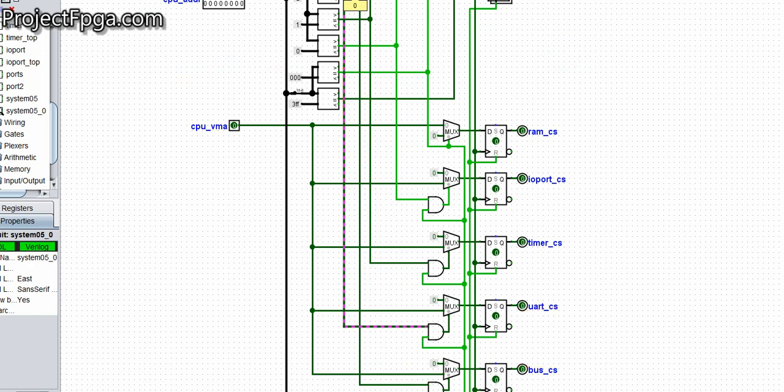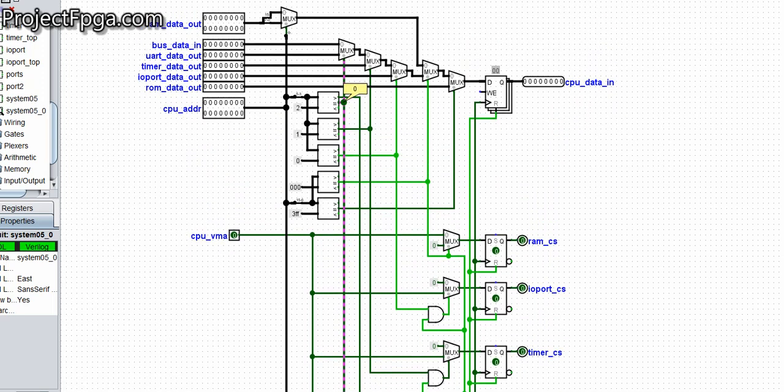So while one is reading, another is writing. So that is why all these signals are going up and down, up and down, up and down.